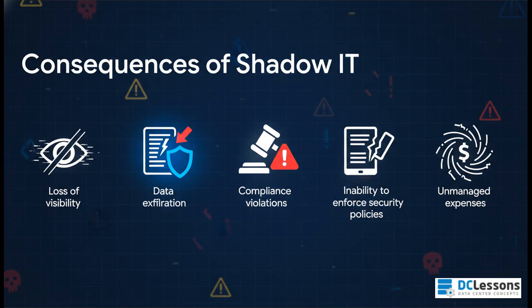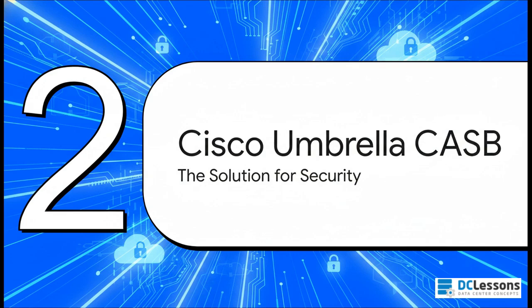And not having this visibility, it has some serious, real-world consequences. You can't protect what you can't see. Simple as that. Which means your sensitive data can just walk right out the door, you can get hit with compliance violations like GDPR, and your security policies, they become pretty much impossible to enforce consistently. Oh, and on top of all that, you're probably paying for apps you don't even know about. So the big question is, how do you fix this? Well, this is exactly where a Cloud Access Security Broker, or CASB, steps in. It's designed to shine a bright light right into that darkness.